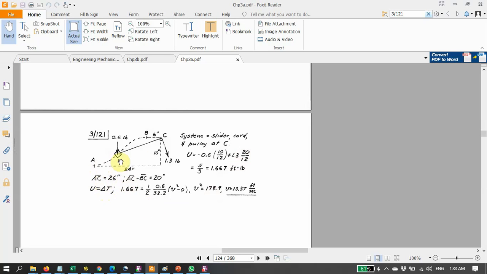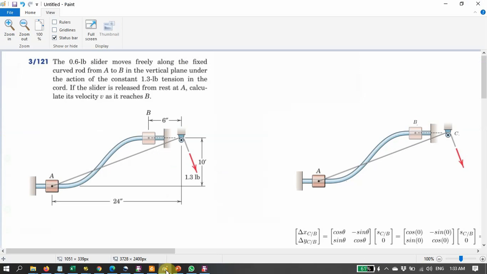Here AC is 26 inches, yes, they are right. And BC is 20 inches, and the force is acting along the distance A to B, about 20 inches, right? So back to the question, we find that this should be 10 inches.